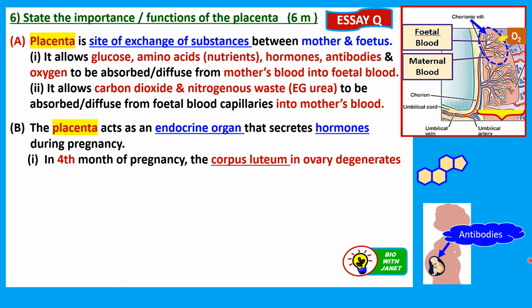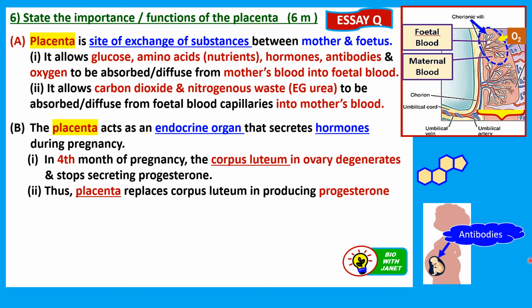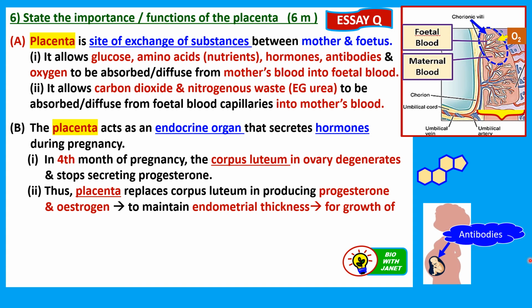Now, in the 4th month of pregnancy, the corpus luteum in the ovary degenerates and stops secreting progesterone. So the placenta will replace the corpus luteum in producing the progesterone and estrogen, so as to maintain the thickness of the endometrium for the growth of the embryo, and also progesterone and estrogen have other functions, okay, during pregnancy.